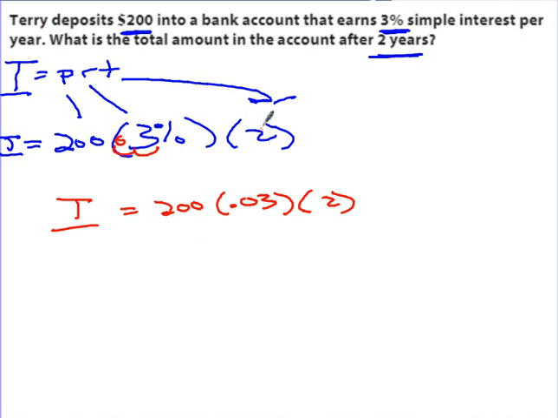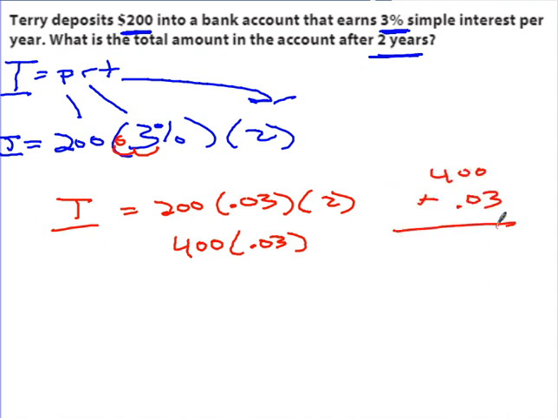So you can multiply in any order you want. It doesn't really matter. So I could do 200 times 2, which is 400. And that'd be 400 times 0.03. And then for 400 times 0.03, we could work it off to the side. Some of you are saying, Mr. G, this is easy because it's just 3 times 4. And I get that. So that's 12. So interest earned equals $12.